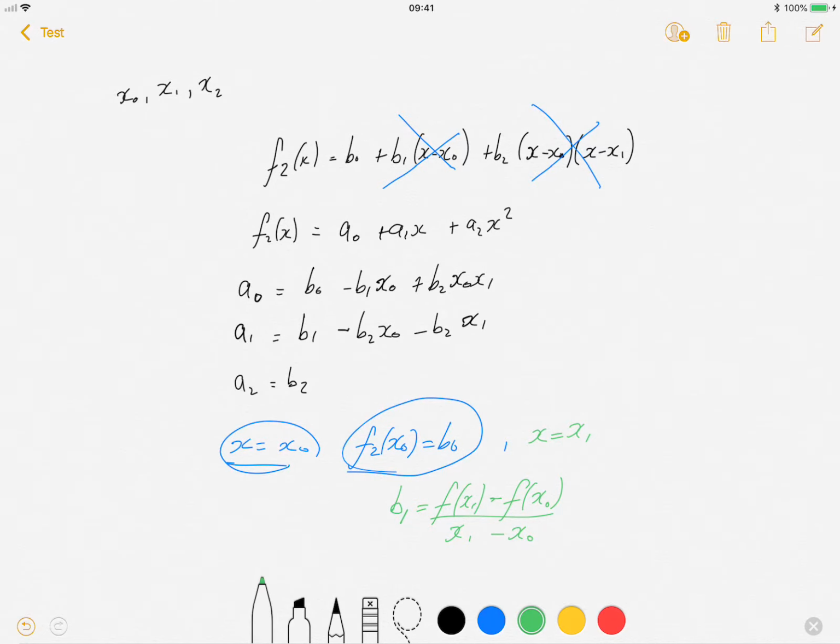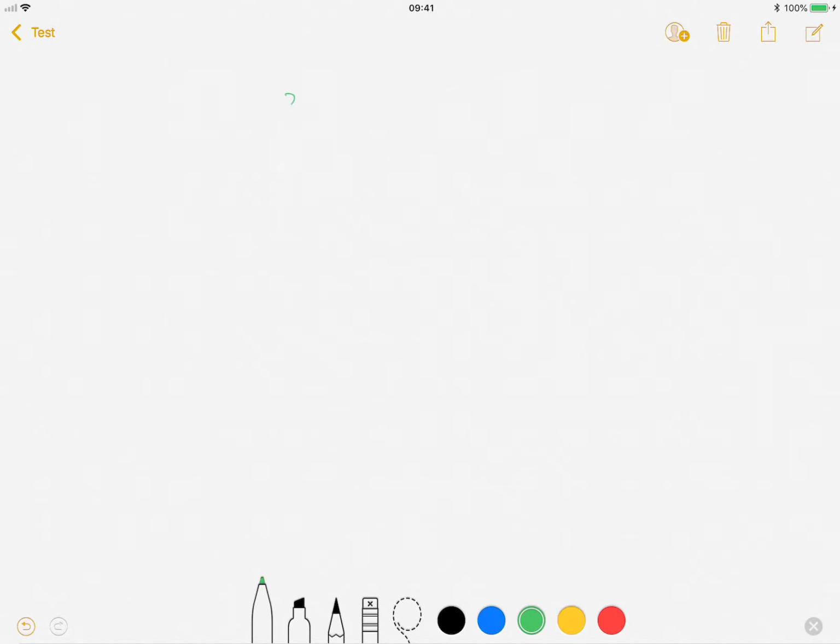And similarly, it's clear here, at the point x equals x2, b2 is going to be (f(x2) minus f(x1)) divided by (x2 minus x1), minus (f(x1) minus f(x0)) over (x1 minus x0), all over (x2 minus x0).